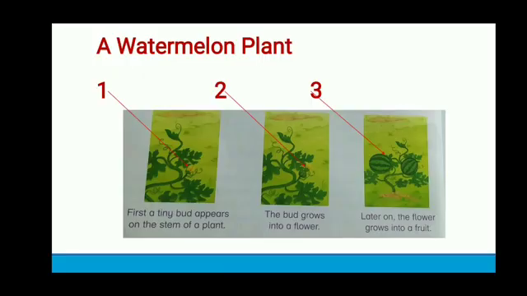Class, in first picture we can see that a tiny bud appears on the stem of a plant. In second picture we can see that the bud grows into a flower. And in third picture we can clearly see that the flower grows into a fruit. So class, this watermelon fruit has many seeds which can be used to plant a new watermelon plant. So this is how the whole process occurs.